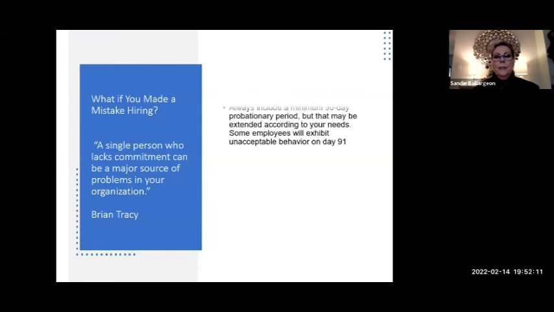So what if you made a mistake hiring? This can happen. It's happened to me. Always include a minimum 90-day probationary period that may be extended according to your needs. However, I've spoken to the labor board on this a few times because I've had employers who wanted to extend the probationary period, and the answer from the labor board was, yes, you put in whatever probationary period you want. However, we will only recognize 90 days.